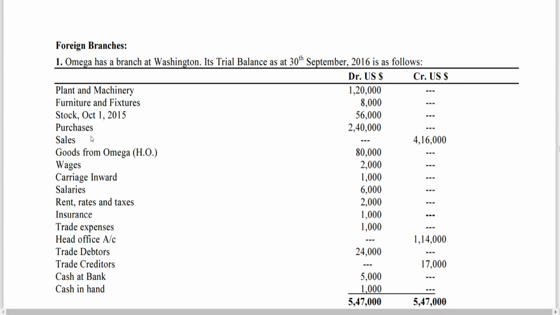Plant and machinery, furniture and fixtures, stock, purchases, sales, these all have been given in US dollars. That is foreign branch currency, which you have to convert into head office currency. Sales 4,16,000, goods from Omega, head office $80,000, wages 2,000, carriage inward, salaries, rent, rates and taxes, insurance, trade expenses, head office account, because in the books of the branch, the head office account always shows a credit balance. Debtors, creditors, cash at bank and cash in hand have all been given in dollars.